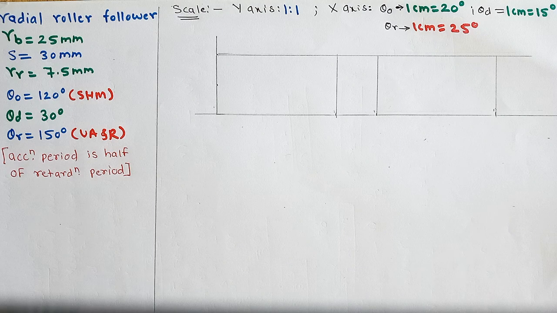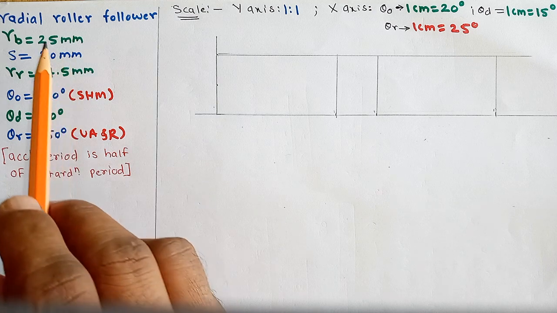In this session we will learn how to draw cam profile for radial roller follower moving with simple harmonic motion during ascent and uniform acceleration and retardation during return stroke. So this is the problem statement.